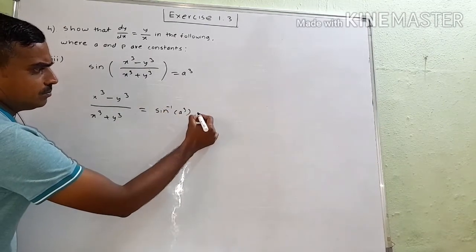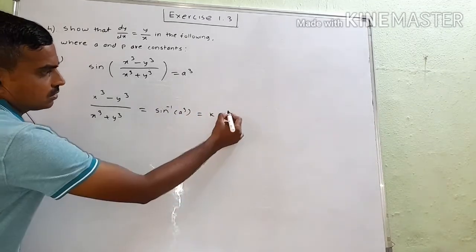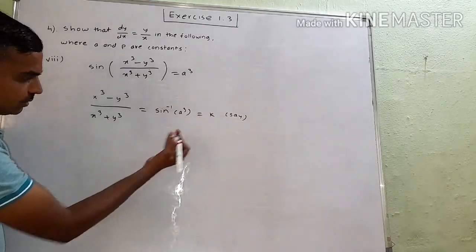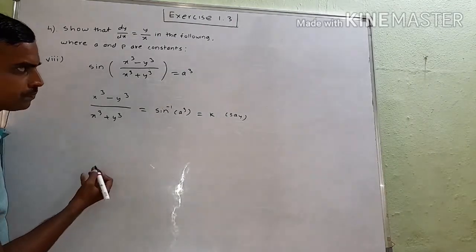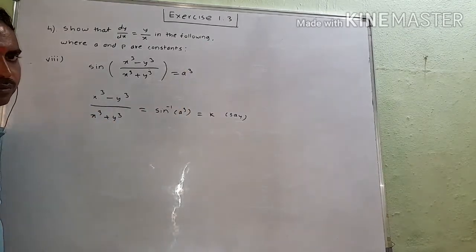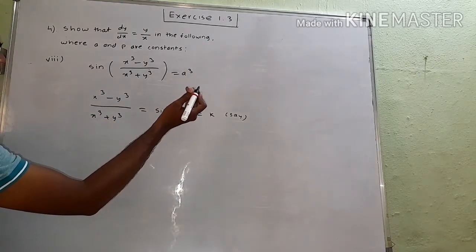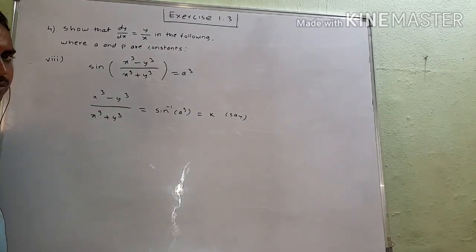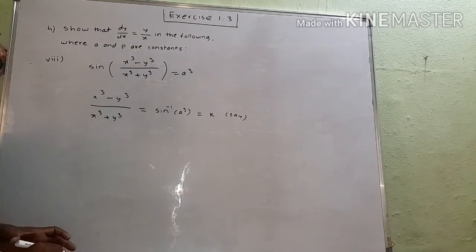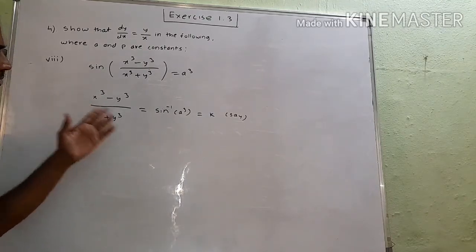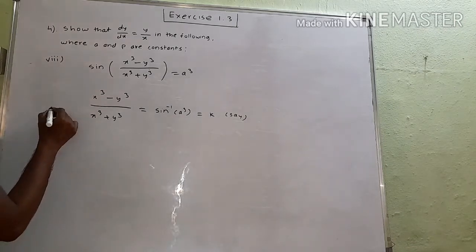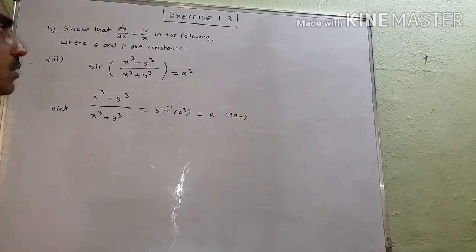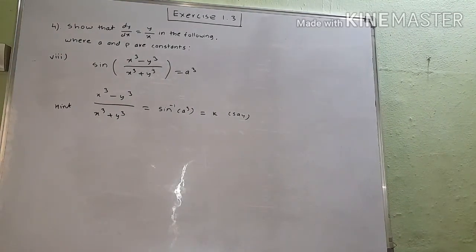Like all the previous examples, we have to write here k, and cross multiply, or multiply by x cube plus y cube, and separate the terms of x cube and y cube. Then we have to take the third root and we can easily differentiate this solution, and we can easily prove that dy by dx equal to y by x. Means we have proved dy by dx equal to y by x in all the 8 examples. This is for you. You can easily solve the eighth example. In this way you can solve all the examples of the fourth type.